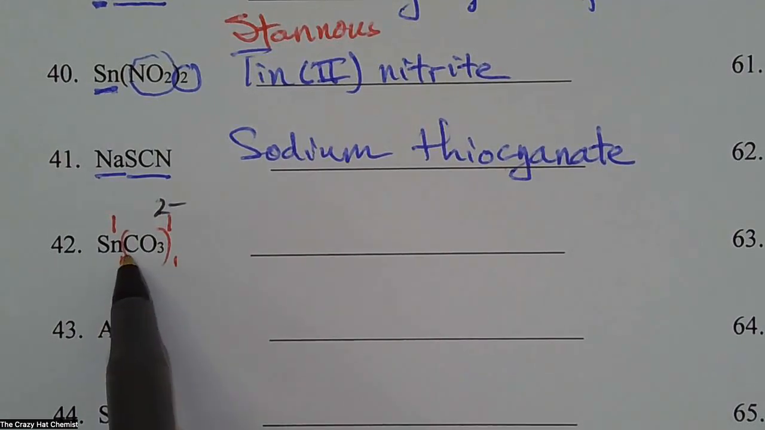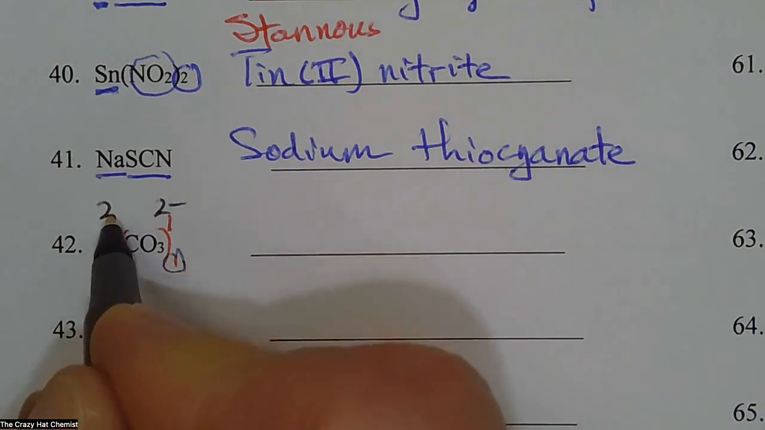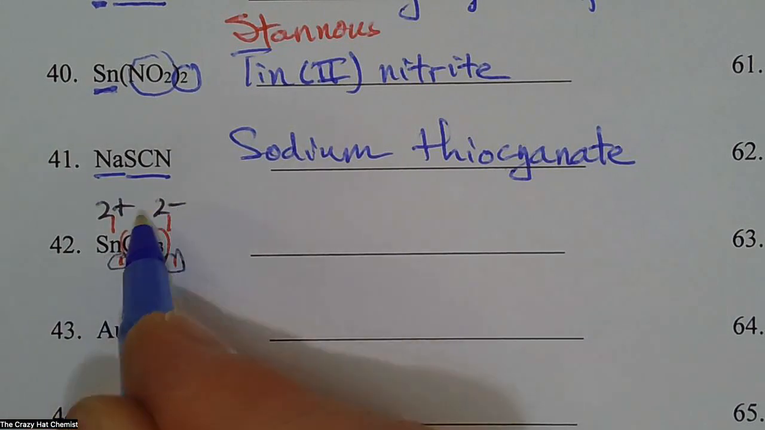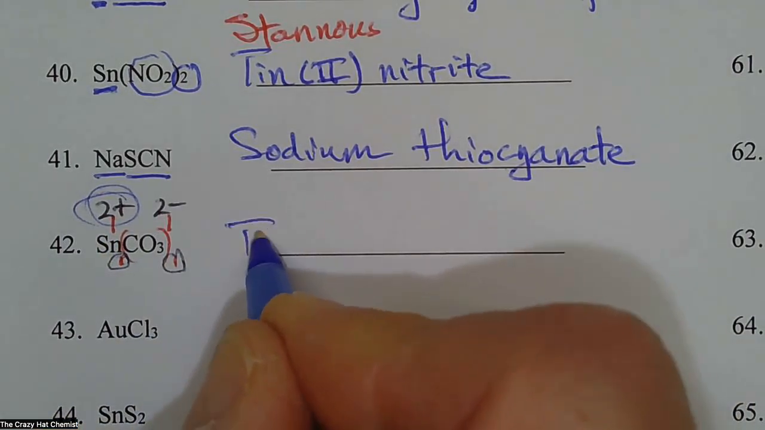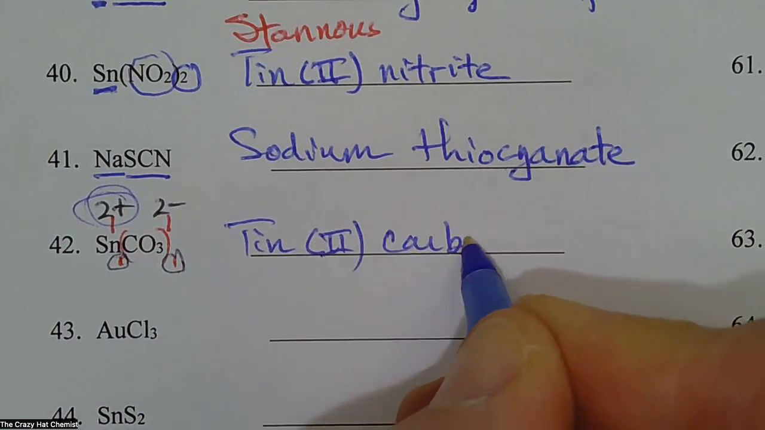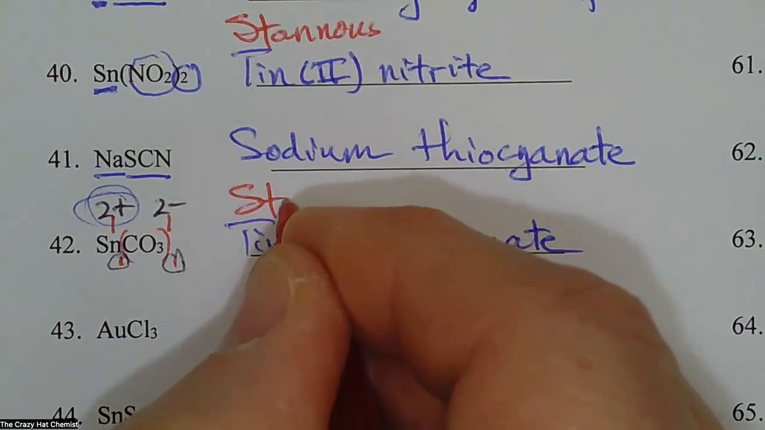And because these numbers right here have been reduced, that is, you cannot see them, that means that this 2 and this 2 are also reduced. So hopefully that makes sense. So this is tin, Roman numeral 2, carbonate. Tin, Roman numeral 2, carbonate, or stannous carbonate.